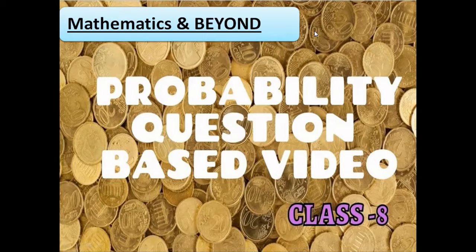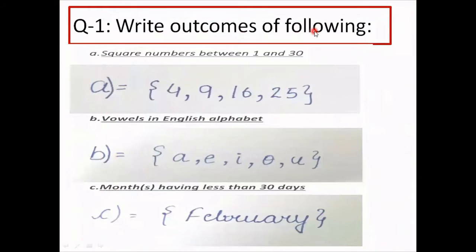So our today's first question is: write the outcomes of the following. There are three parts. The first part says square numbers between 1 and 30. There are four square numbers, which are 4, 9, 16 and 25. How? 4 is 2 raised to the power 2, 9 is 3 raised to the power 2, 16 is 4 raised to the power 2 and 25 is 5 raised to the power 2.